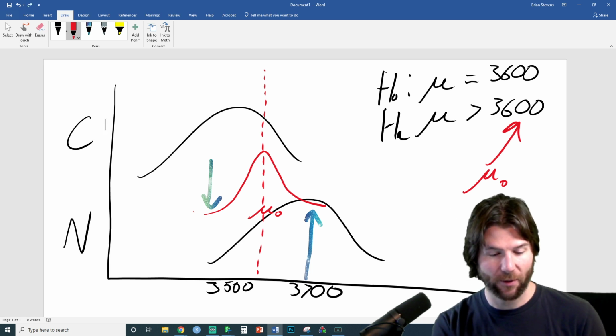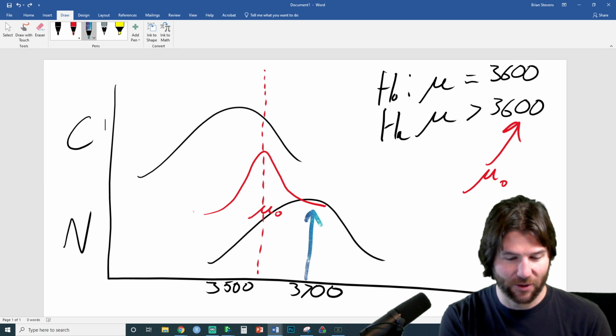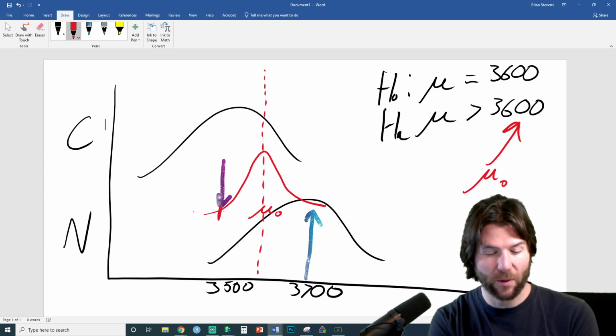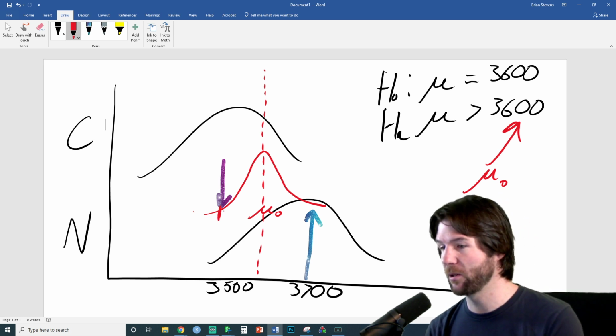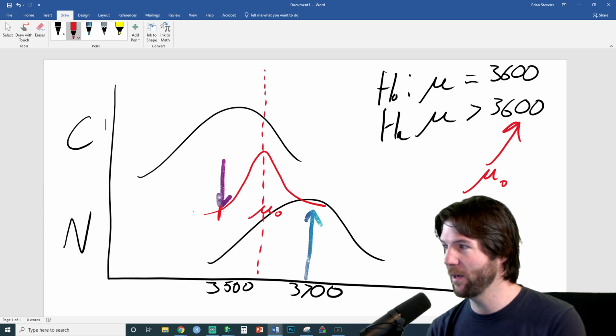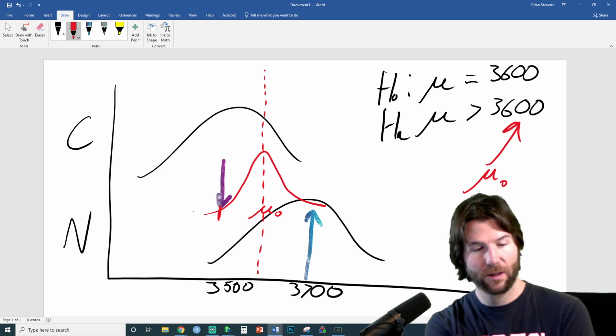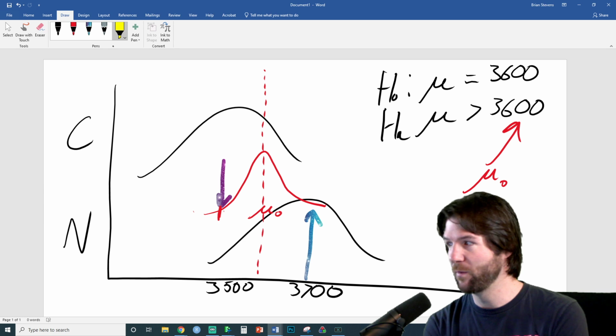Actually, I got to put my arrow closer to where it's actually at. Here's the center of the distribution. There we go. It's close to the center. And if you were to land right there, would the p-value for the greater than test be large or small? Does anyone know? It would be very, very what?